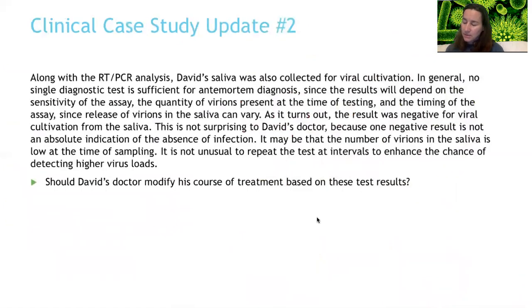Case study update. Okay, so we were looking to see if rabies was present in David. They ran the RT-PCR that we were just talking about. So rabies is RNA, not DNA, so we need to do an RT, reverse transcriptase PCR test. So we collected the saliva. They collected the hair and the skin sample. And his test is negative from the saliva.